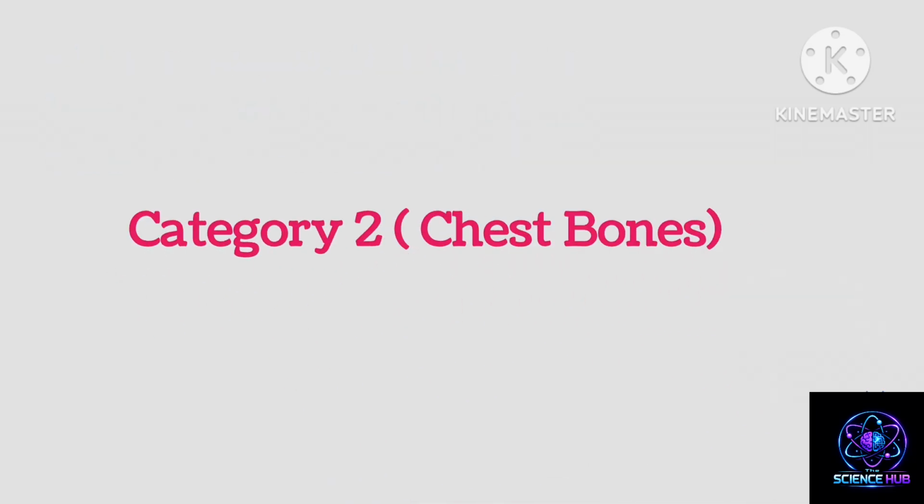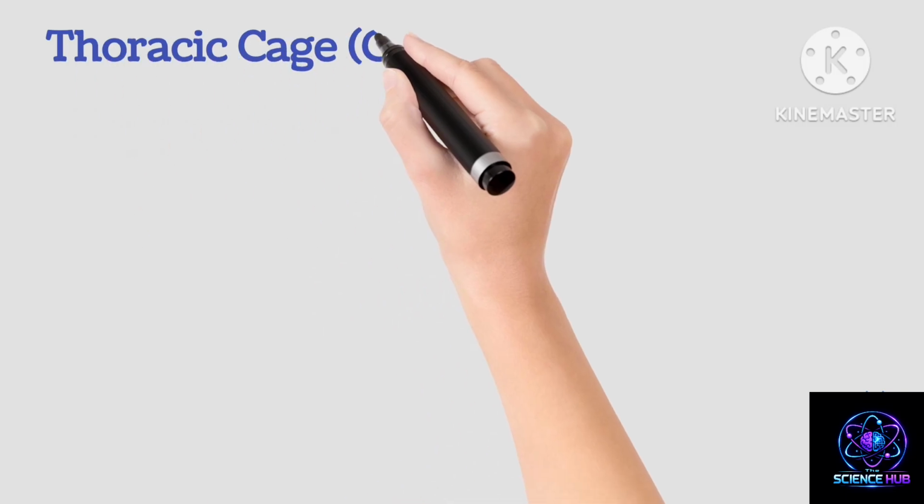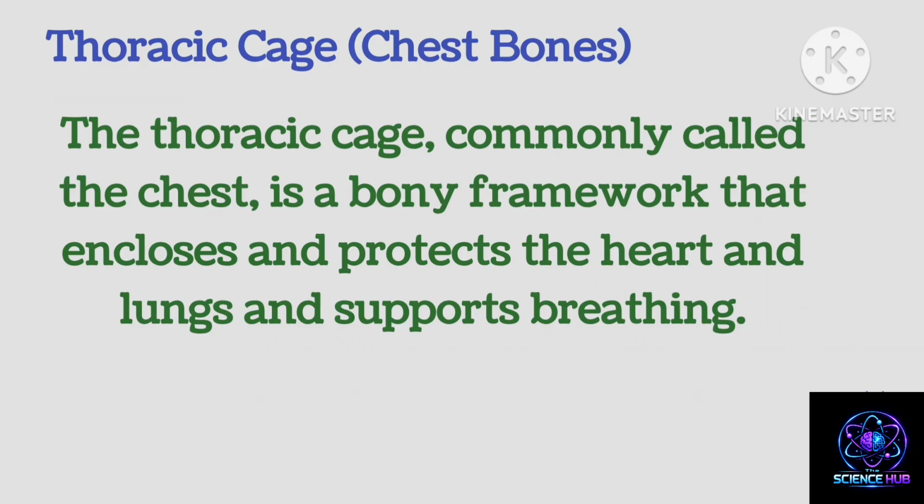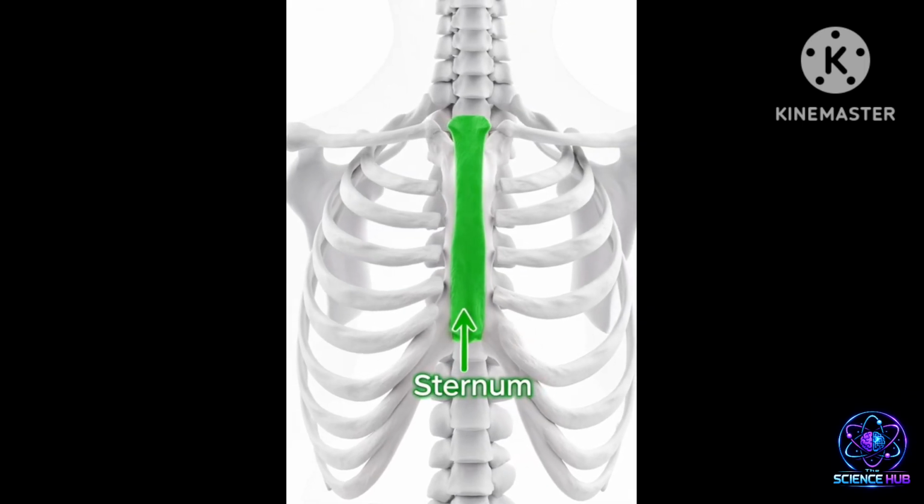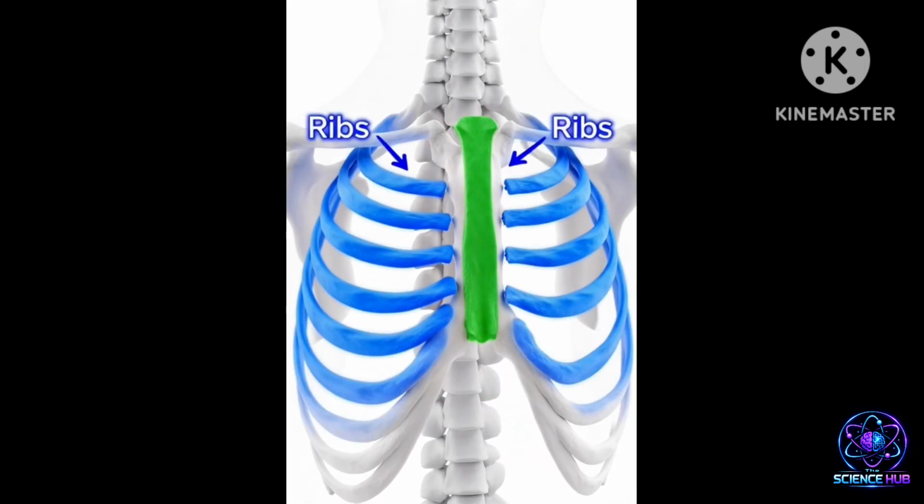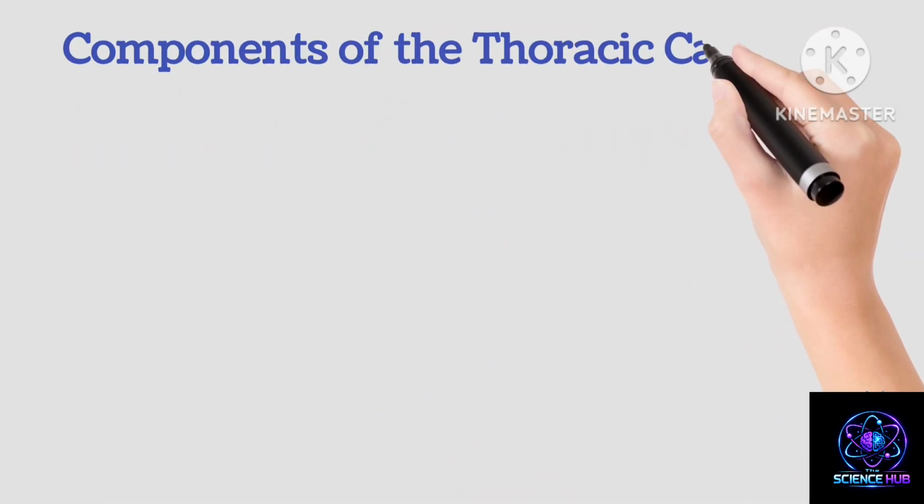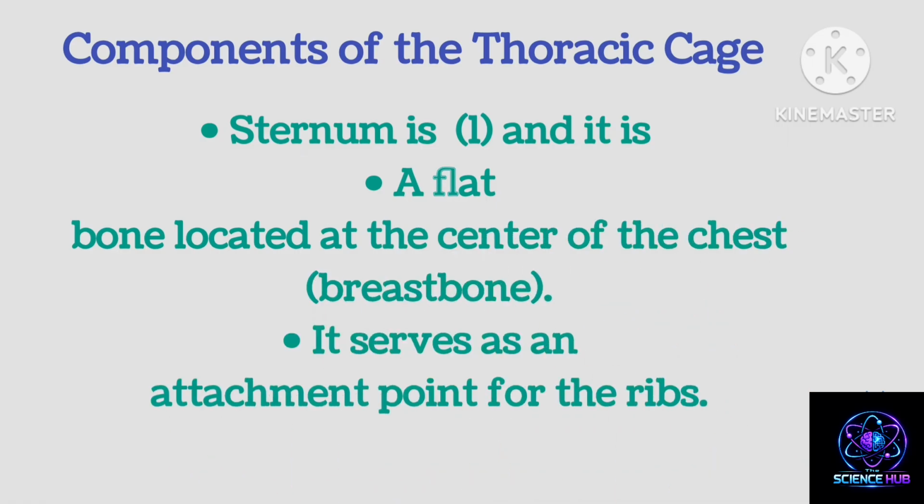Category 2. Chest bones. Thoracic cage, chest bones. The thoracic cage, commonly called the chest, is a bony framework that encloses and protects the heart and lungs and supports breathing. Components of the thoracic cage. Sternum is 1, and it is a flat bone located at the center of the chest, the breastbone. It serves as an attachment point for the ribs.